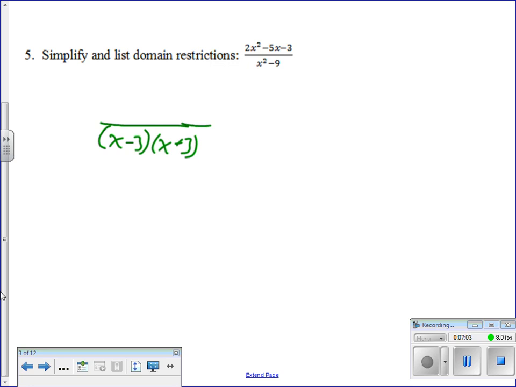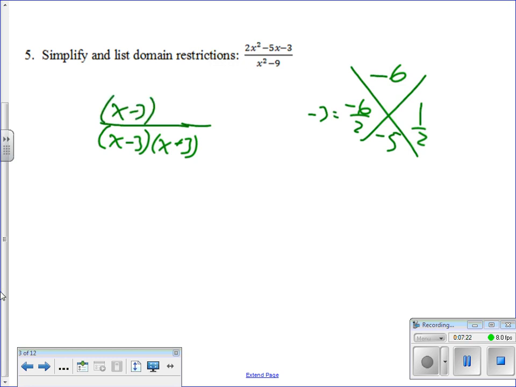Okay, so I've got to figure that one out. -6, -5, -6, and +1. Divide by 2, and this gives me -3 here. So my factors are x minus 3, what do you know, and 2x plus 1. Yes? Two numbers that multiply to give me the top, that add to give me the bottom.